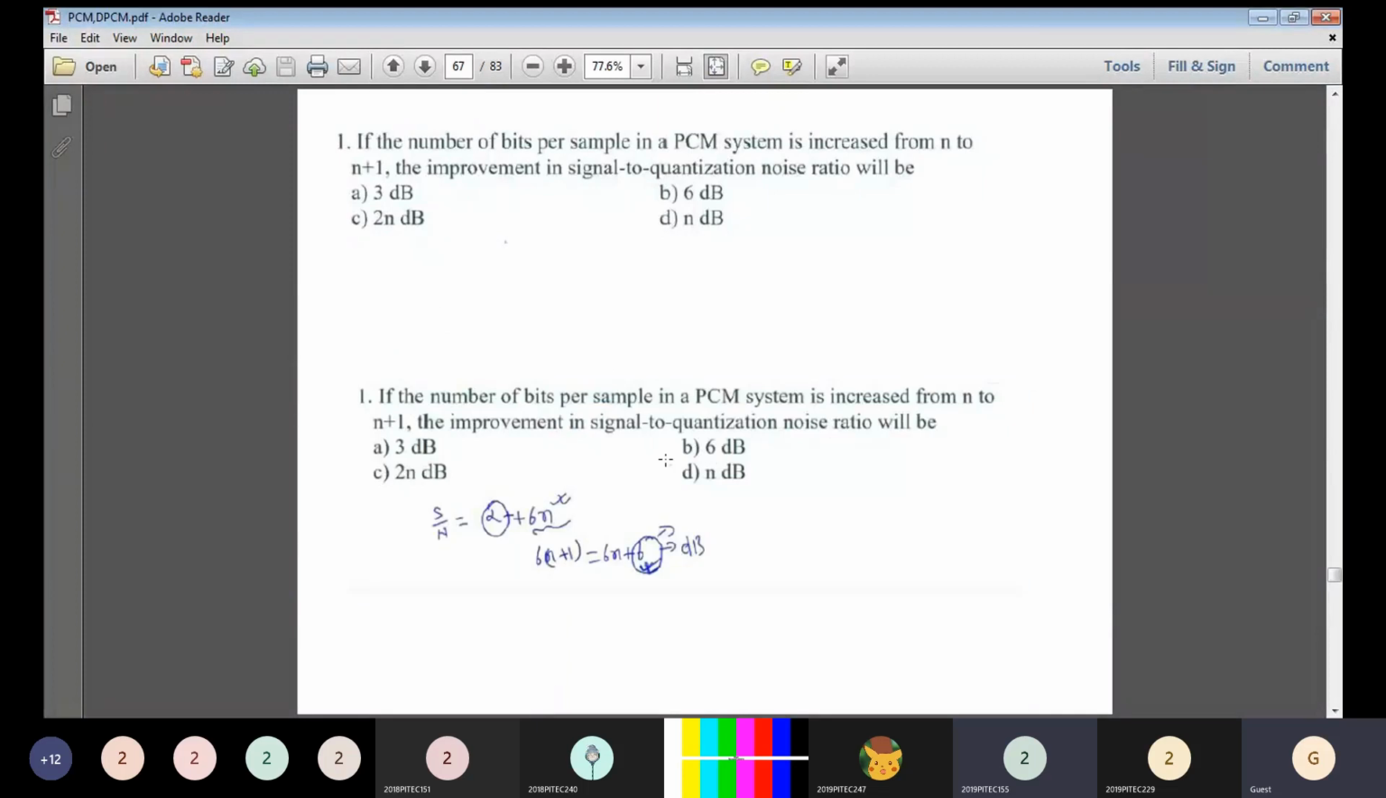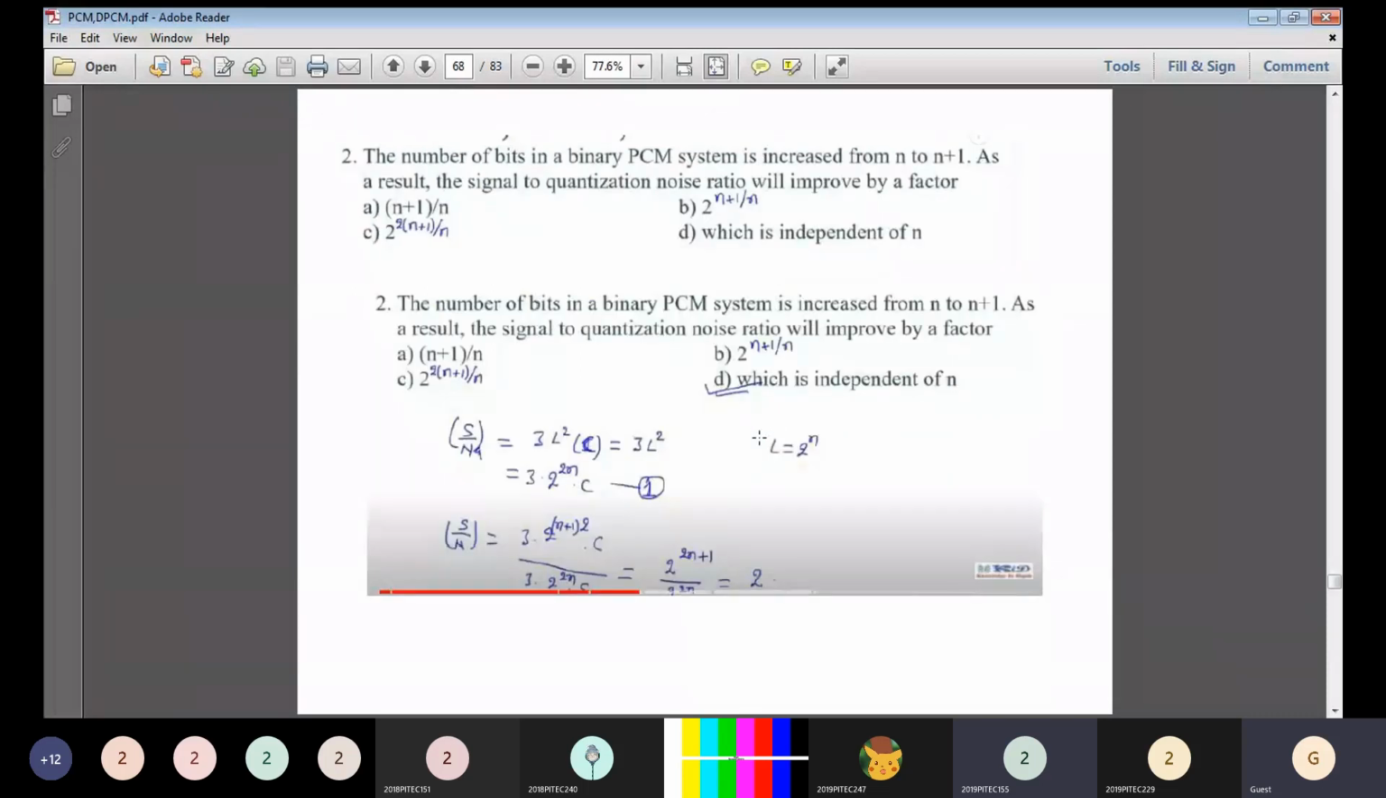So what is the problem? If the number of bits per sample in a PCM system is increased from n to n plus 1, the improvement in signal to quantization noise ratio will be increased by 6 decibel. The formula is 6 times n. So n is increased as n plus 1. So 6 into n plus 1 will be the formula. So we are getting 6.